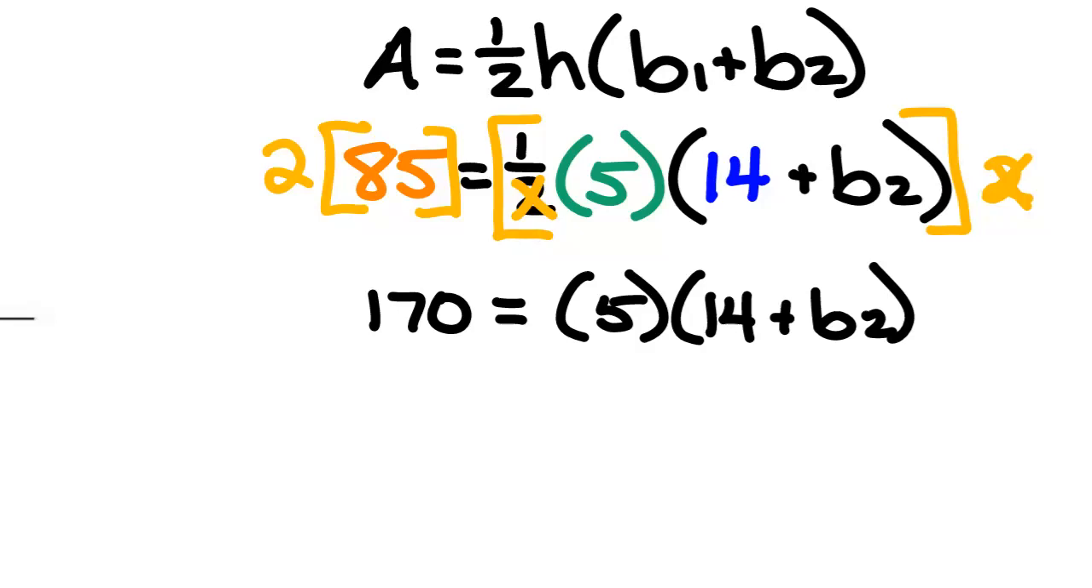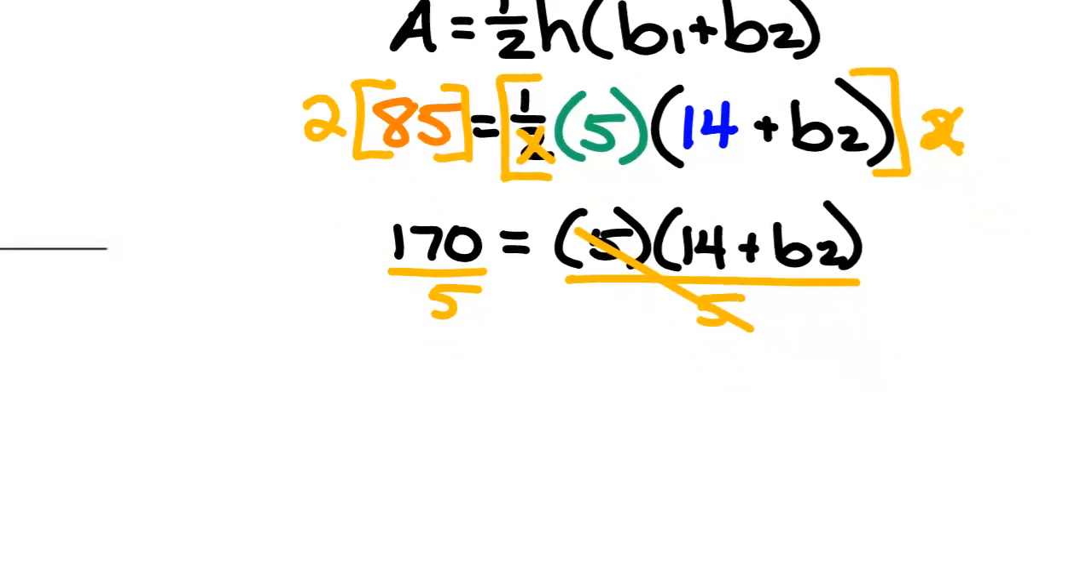I have to divide it to get rid of multiplication. We're going to divide by 5 on both sides. That'll make my 5 cancel out here. What is 170 divided by 5?